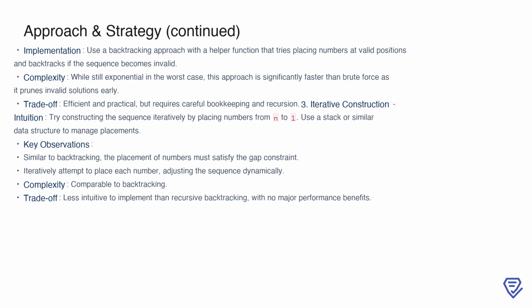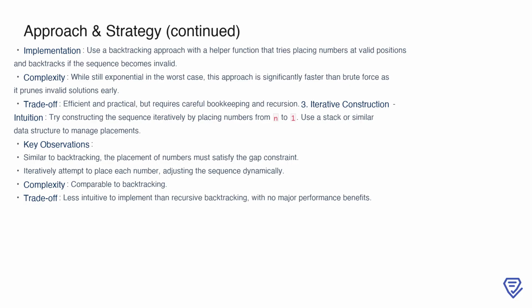From there, we attempt to place the largest number, n, at valid positions first. Once n is placed, we recursively move to the next largest number, n-1, and so on. At each step, we check that placing a number x at indices i and i plus x satisfies the constraints before proceeding.